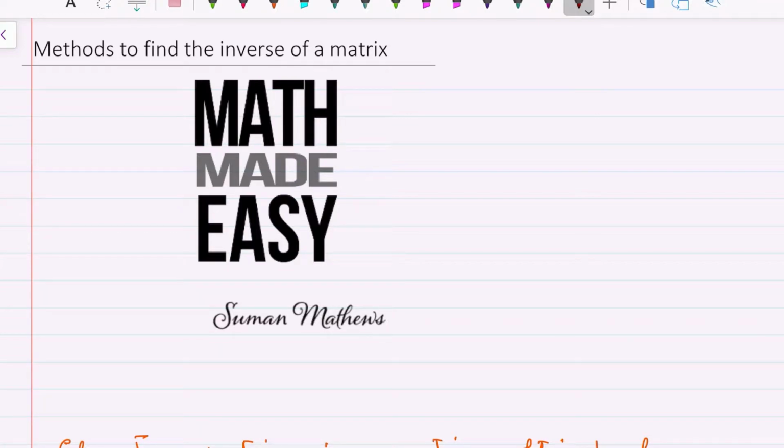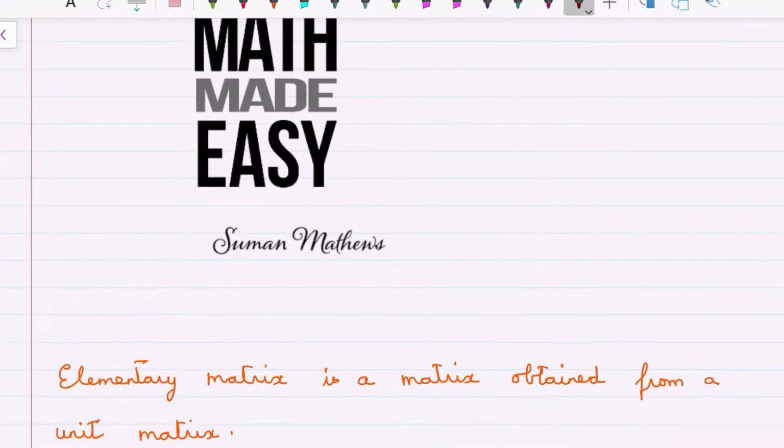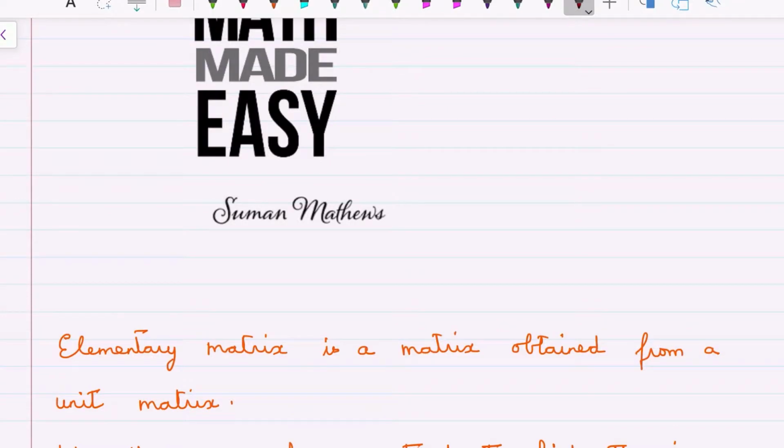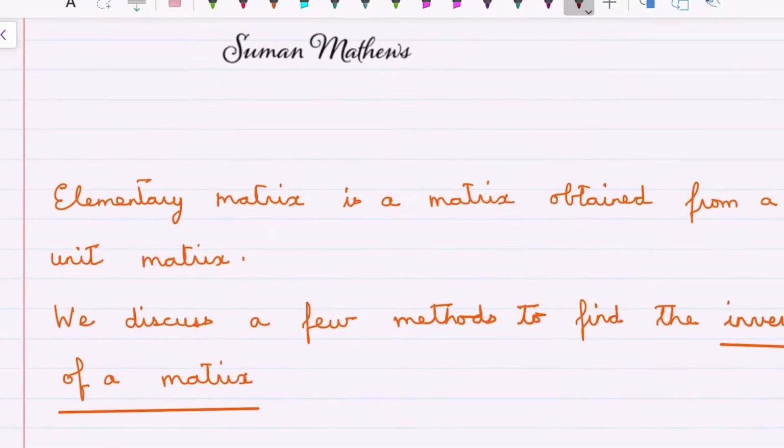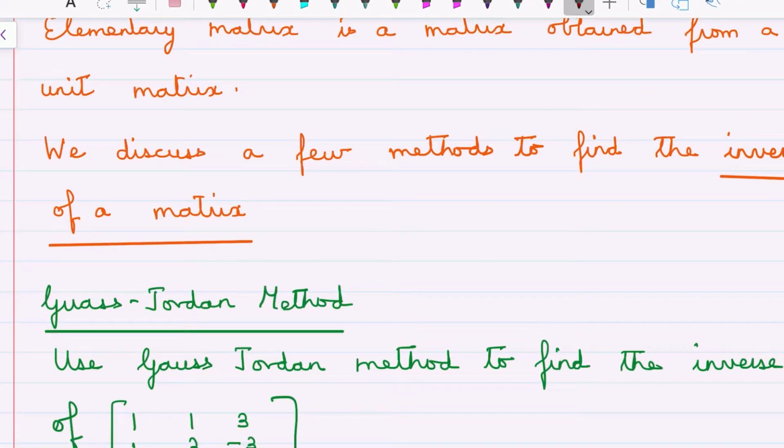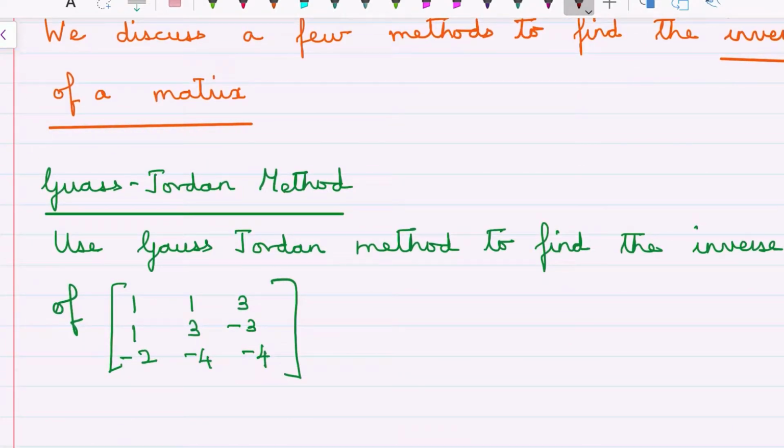Now, what is an elementary matrix? An elementary matrix is a matrix obtained from a unit matrix. And we'll discuss a few methods to find the inverse of a matrix here. So first of all, we have the Gauss-Jordan method. Use the Gauss-Jordan method to find the inverse of this matrix.